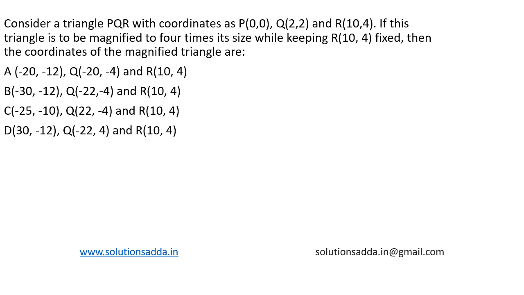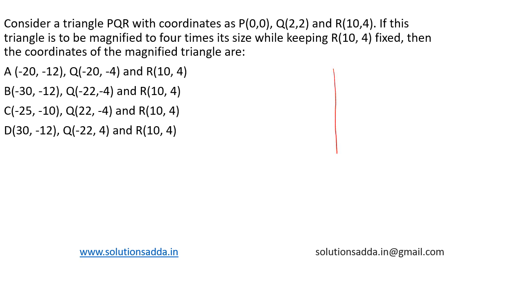This is a question from computer graphics. Consider a triangle PQR with the coordinates P (0,0), Q (2,2) and R (10,4). If this triangle is to be magnified to 4 times its size while keeping the coordinate R (10,4) fixed, then what are the coordinates of the magnified triangle?